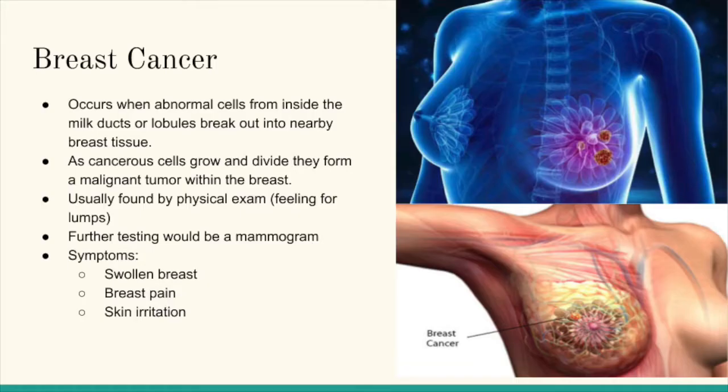Some examples of cancer are breast cancer, which occurs when abnormal cells from inside the milk ducts break out into nearby breast tissue. As cancerous cells grow and divide, they form a malignant tumor within the breast. So once again, all those cells that are supposed to die don't go away, they stay together for longer. They form a tumor. And this is usually found in a physical exam. If they find lumps in a physical exam, they will do further testing with a mammogram, like I said, an x-ray of the breast.